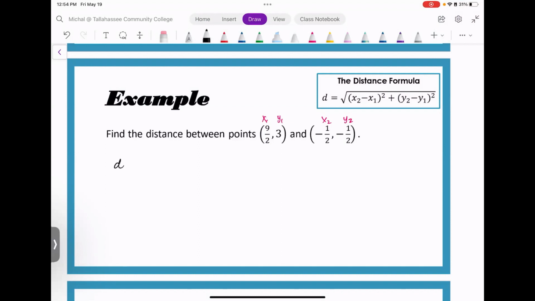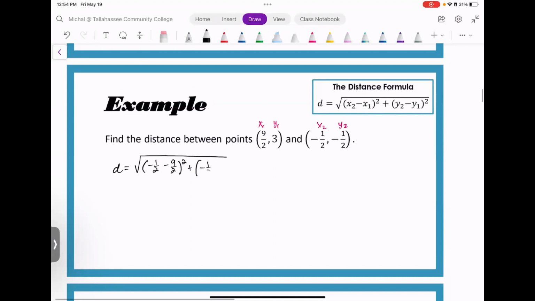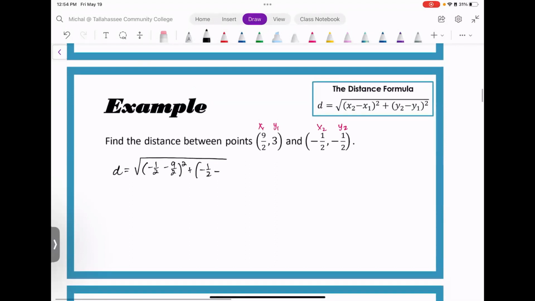So my distance is equal to the square root of x2 minus x1. In this case, I have x2 is -1/2 minus x1 is 9/2, squared, plus y2 minus y1, squared. And I'm referencing the distance formula in the top right corner. So y2 is -1/2 minus y1, which is 3, squared.